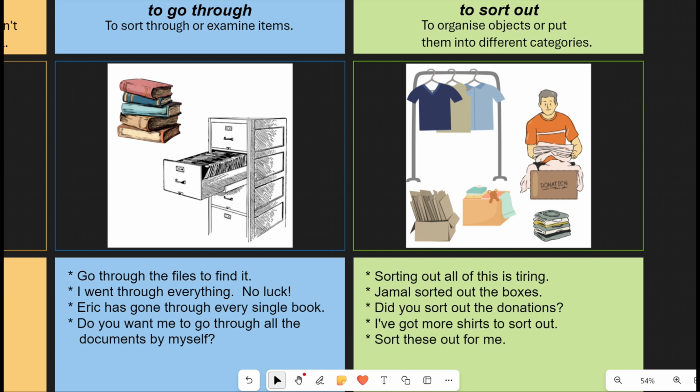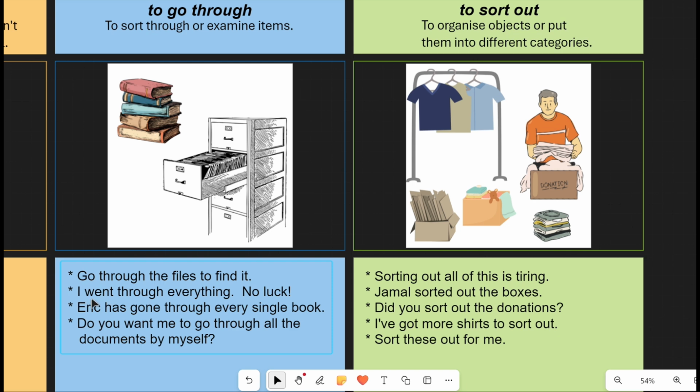Up next, we have to go through. To go through. To sort through or examine items. So have a look right here. Go through the files to find it. So imagine that you're here in this file cabinet looking at everything because you're trying to find one item or many items. So someone gives an instruction, go through the files to find it.